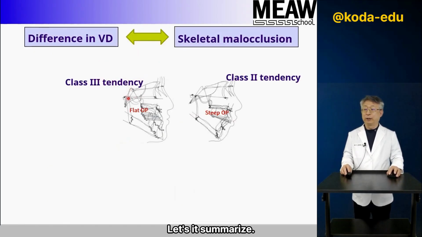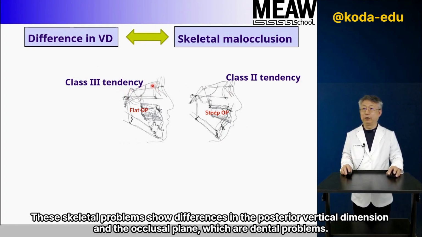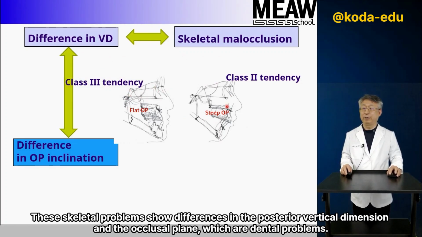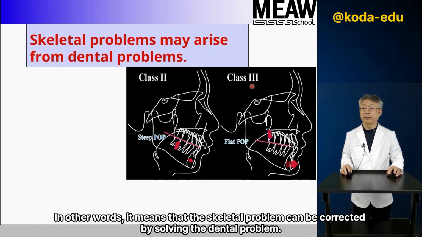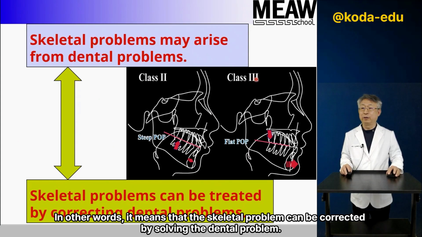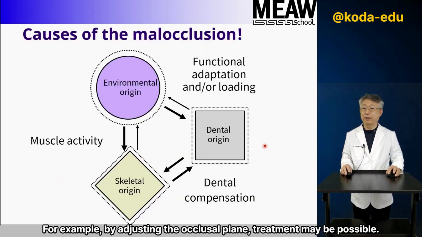Let's summarize. Class 2 and Class 3 malocclusion is a skeletal problem. These skeletal problems show differences in the posterior vertical dimension and the occlusal plane, which are dental problems. So skeletal problems can be caused by dental problems. In other words, it means that the skeletal problem can be corrected by solving the dental problem. For example, by adjusting the occlusal plane, treatment may be possible.